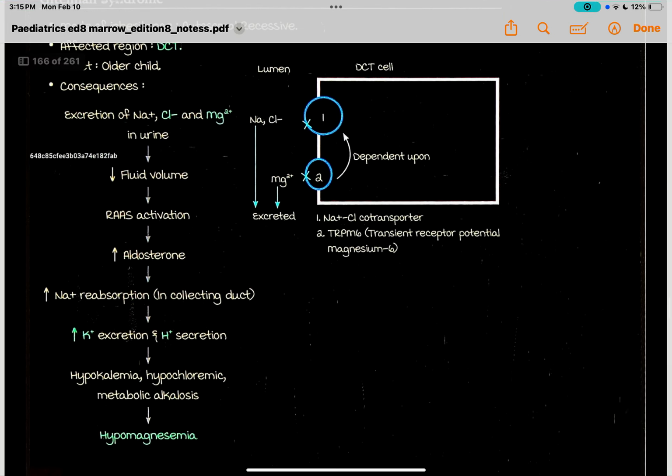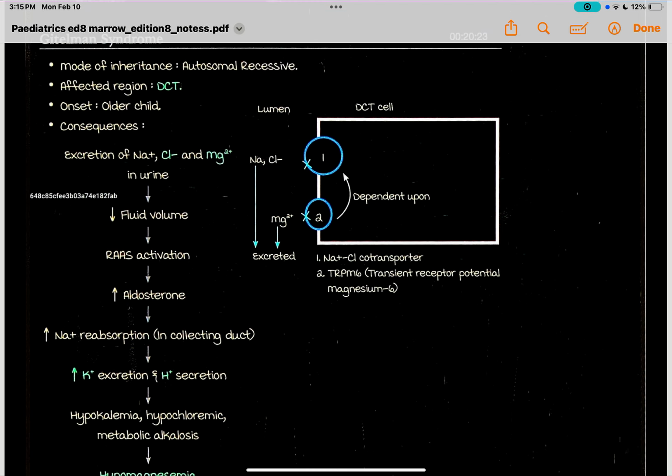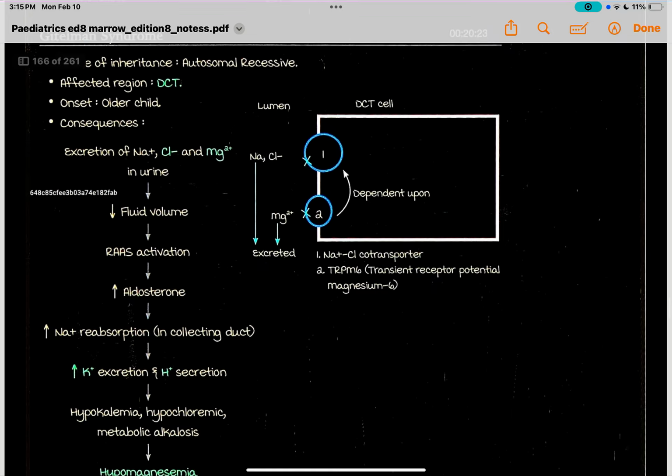What do you see in Gitelman syndrome? Hypokalemic, hypochloremic metabolic alkalosis. So here you can see the lumen and the DCT cell. First one is your sodium chloride co-transporter, and second is the TRPM6, transient receptor potential magnesium 6 channel. Sodium and chloride are not being reabsorbed, magnesium is not being reabsorbed, and they are being excreted. So you have your hypokalemic, hypochloremic metabolic alkalosis, and hypomagnesemia.